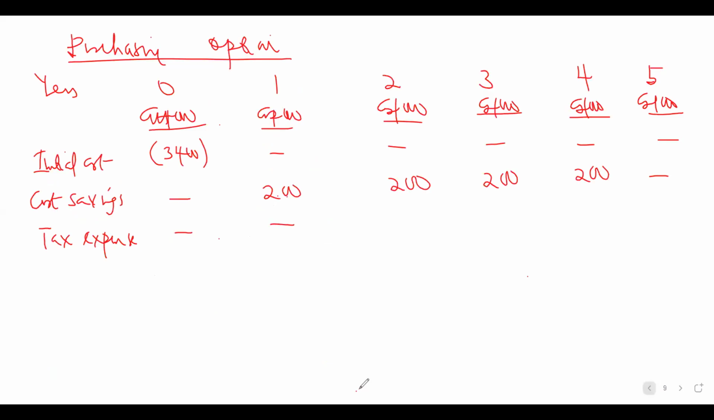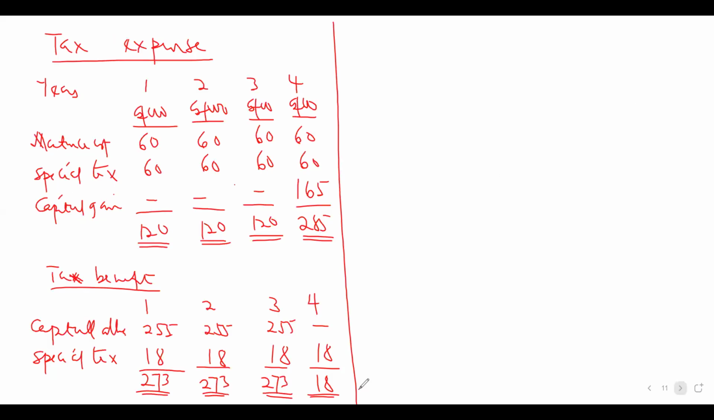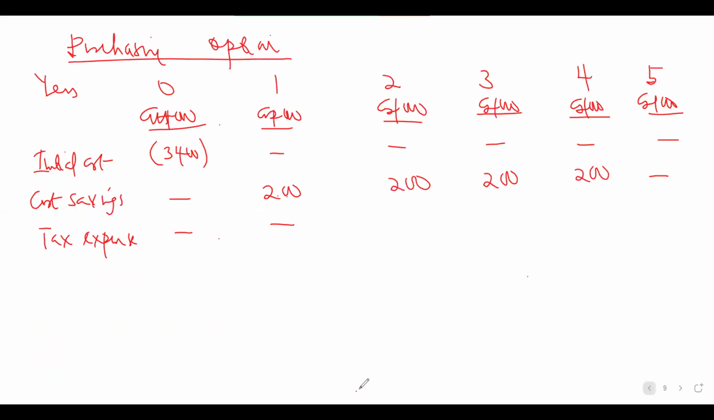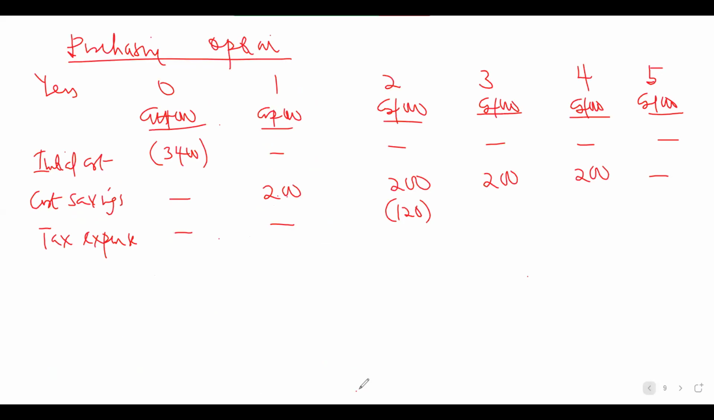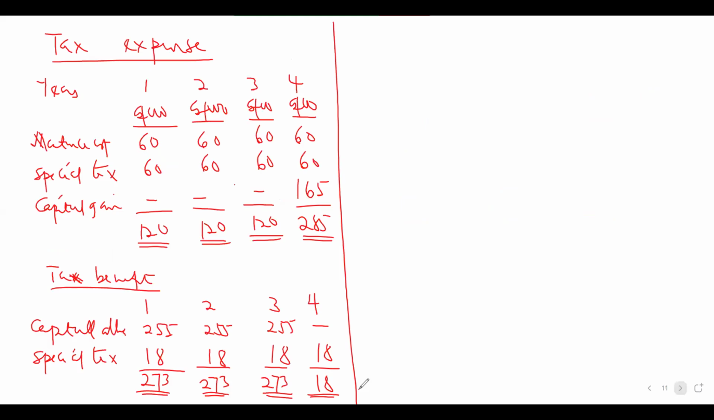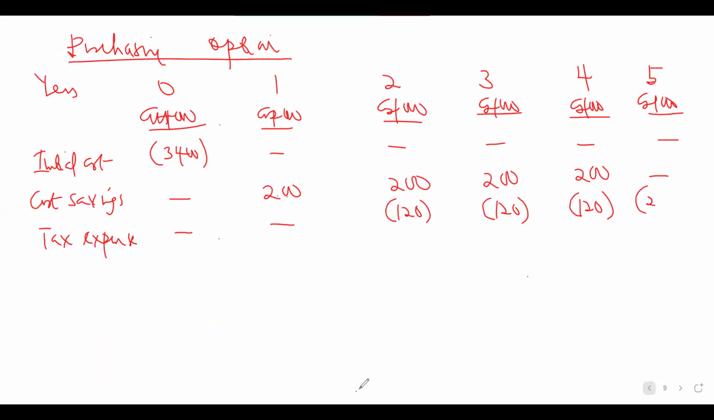So let's go to our tax expense. This will be paid in the first year, and paid in the second year. So we have 120, 120, and then we now have 285 here.